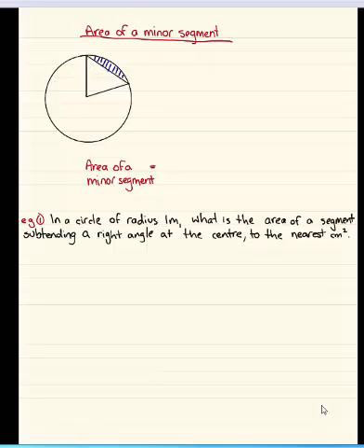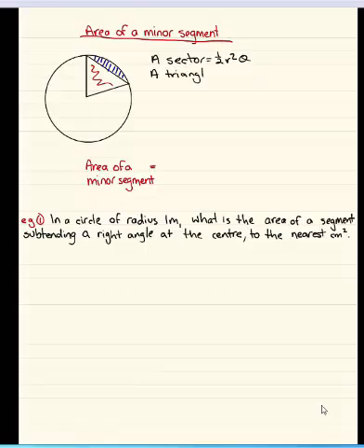So what we need to know is how do we find that area? So in the last lesson we looked at the area of a sector, and what we found was that it was equal to a half r squared theta. Okay, so that was just from the last lesson. And what you can see is that minor segment is the sector minus this triangle here.